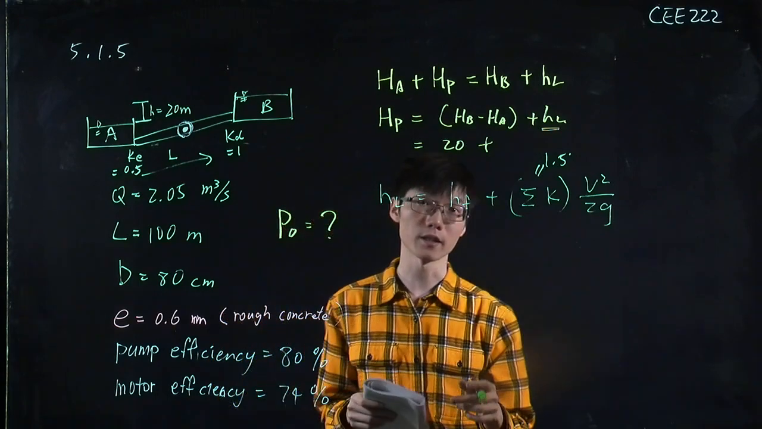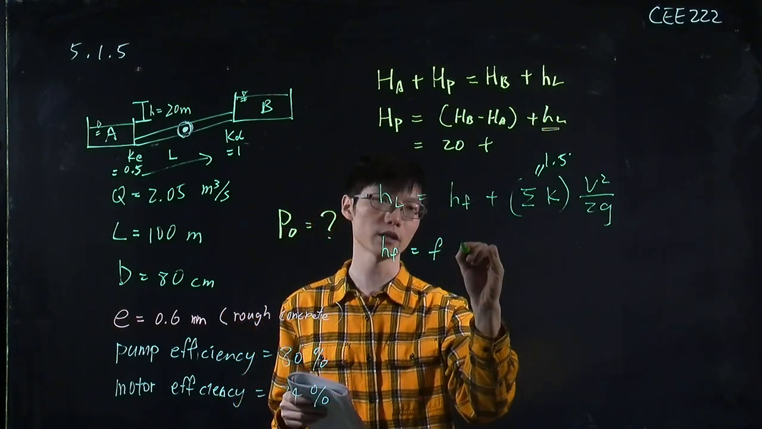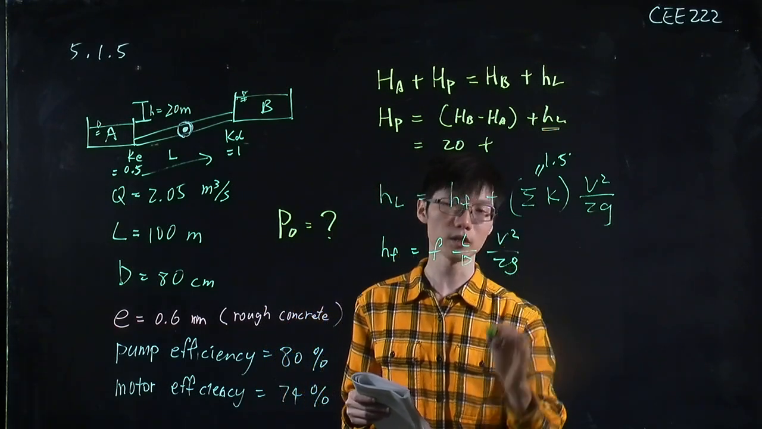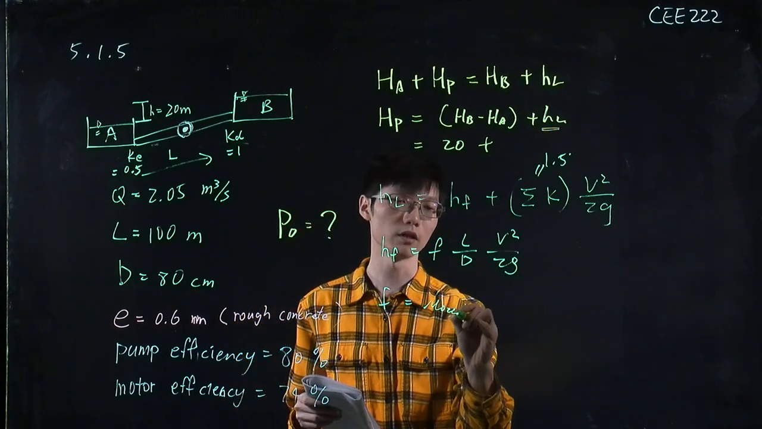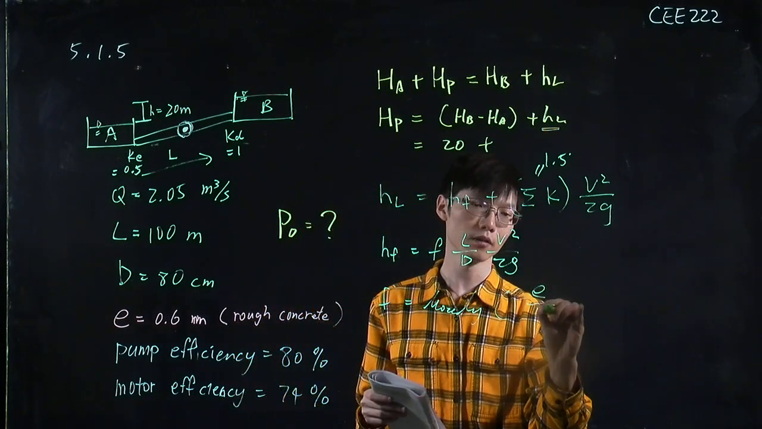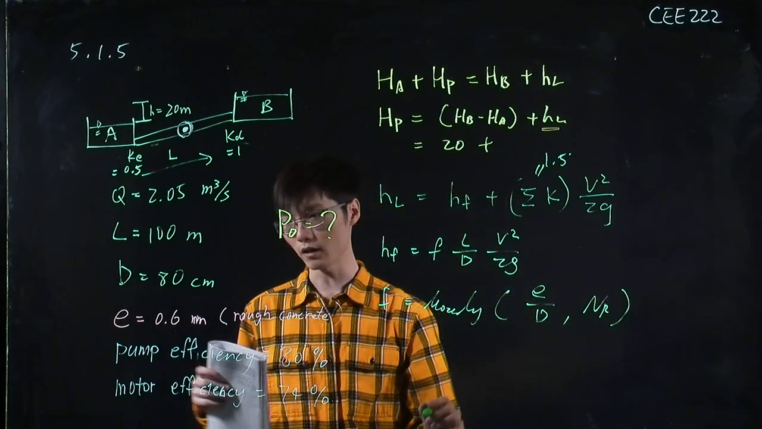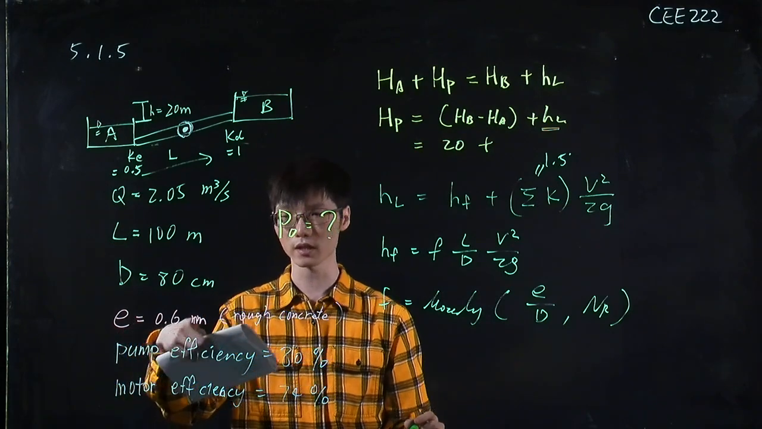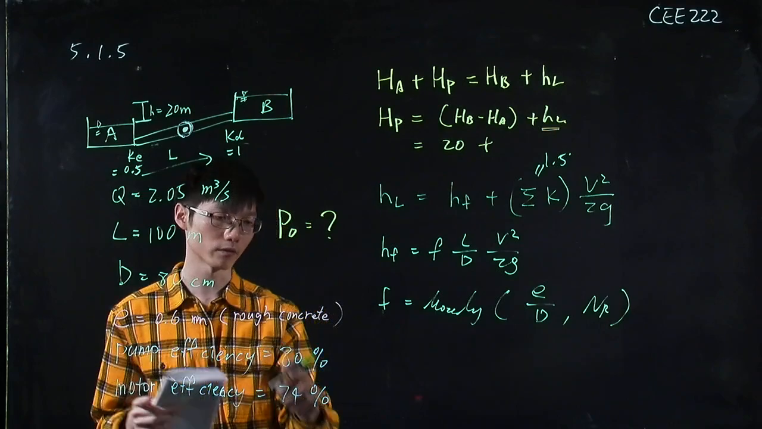So how do we calculate the friction head loss? The friction head loss is equal to the factor F times these terms. To determine F, we need to use the Moody diagram with these two numbers. I already told you that the roughness E is equal to 0.6 millimeter, because the pipeline that we use here is rough concrete.